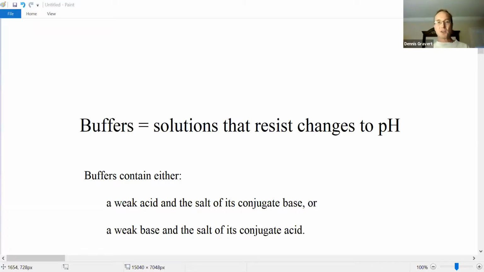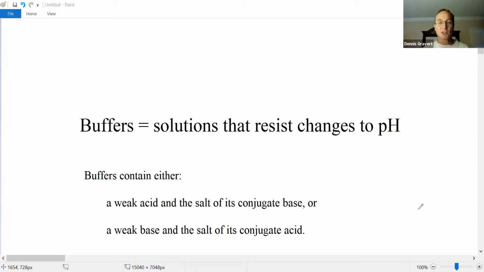Hello, everyone. Let's talk about buffers and titration. So this is an extension or application of acid-base chemistry. And here are two really important concepts, things that actually affect us in everyday life. Okay, let's deal with buffers first.